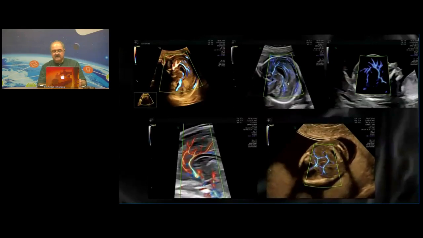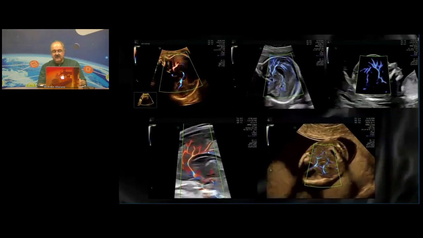Each of the branches, and if you want to look just at the vessels, you can switch off the background grayscale and look at just the vessel. What is more remarkable is that by changing the map, you can get an even better delineation.